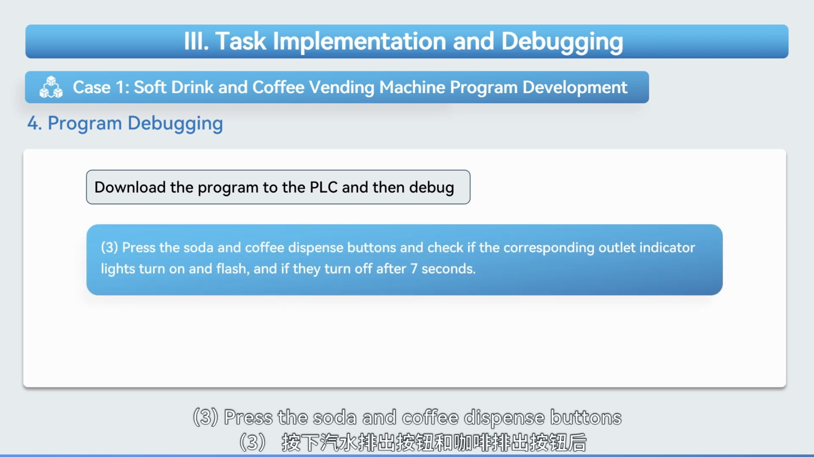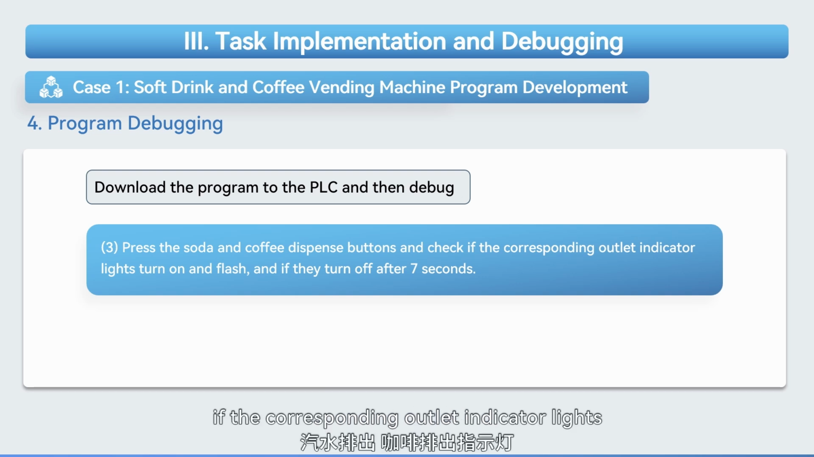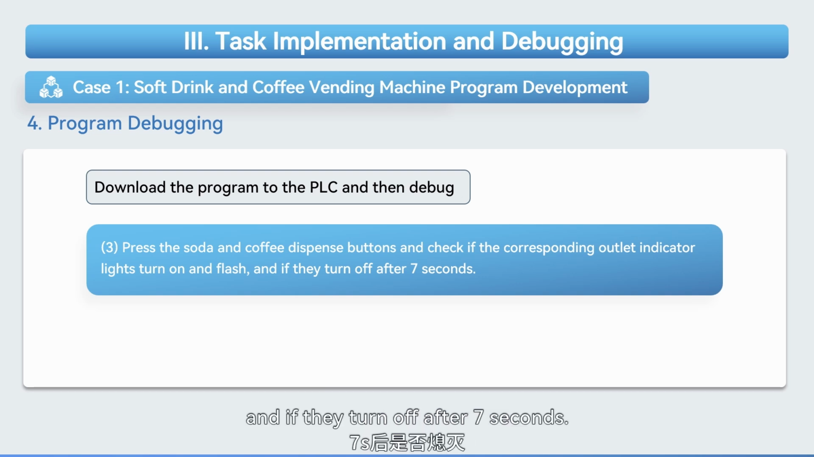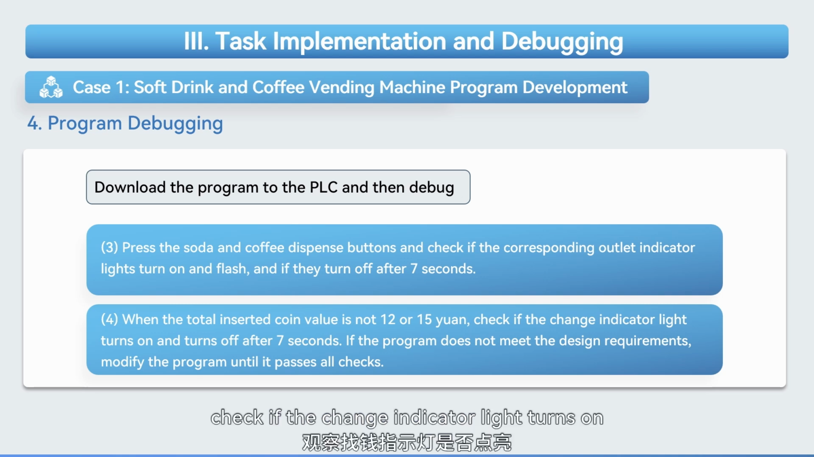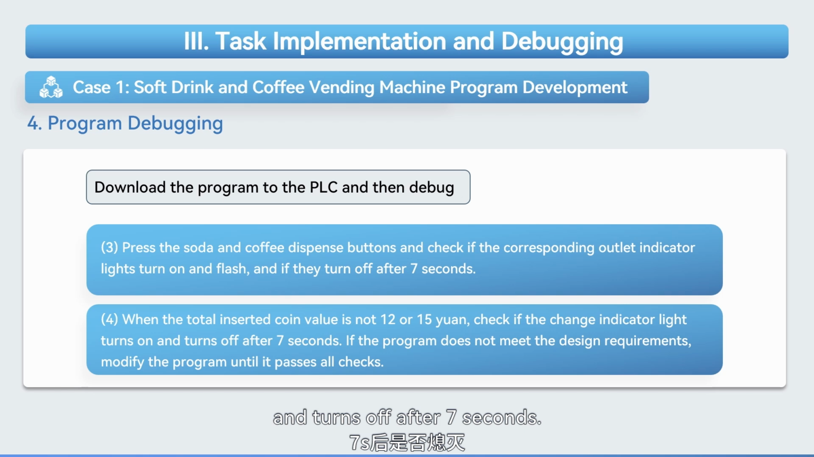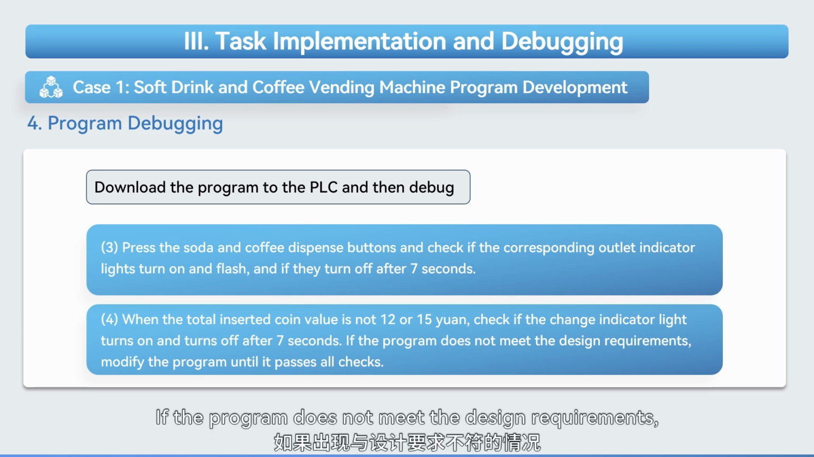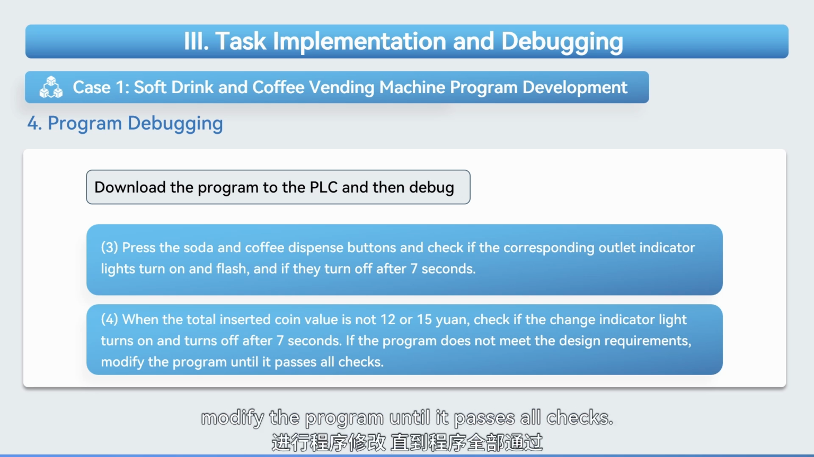3. Press the soda and coffee dispense buttons and check if the corresponding outlet indicator lights turn on and flash, and if they turn off after 7 seconds. 4. When the total inserted coin value is not 12 or 15 yuan, check if the change indicator light turns on and turns off after 7 seconds. If the program does not meet the design requirements, modify the program until it passes all checks.